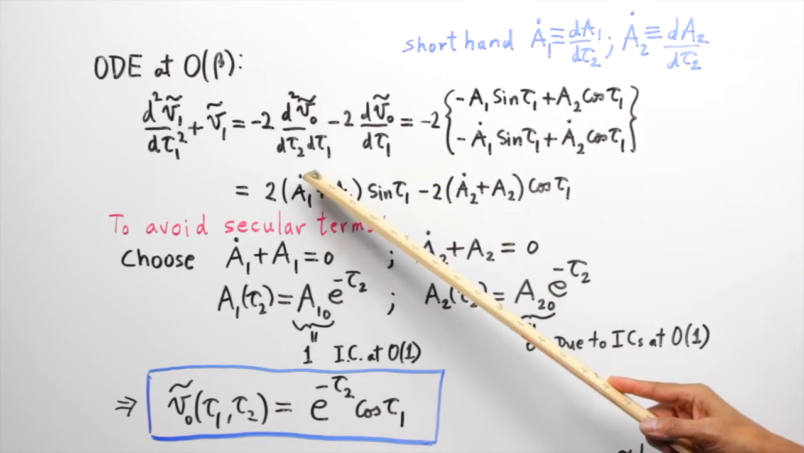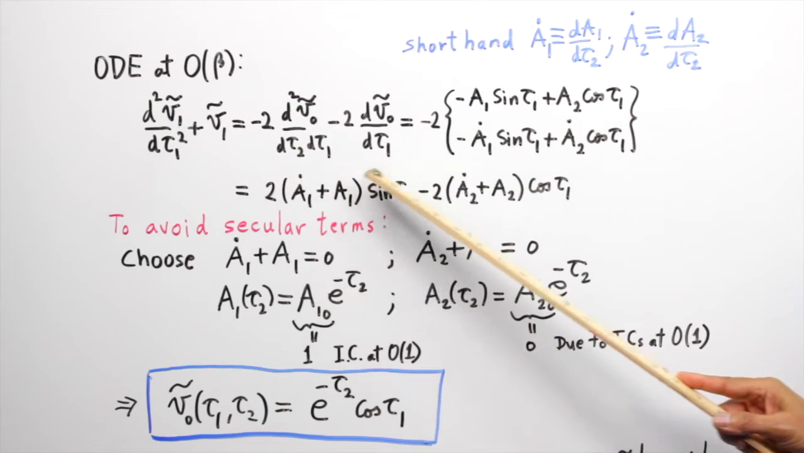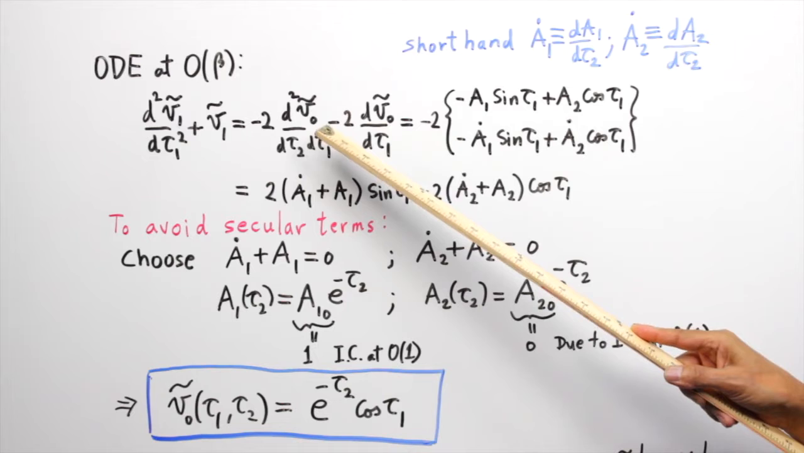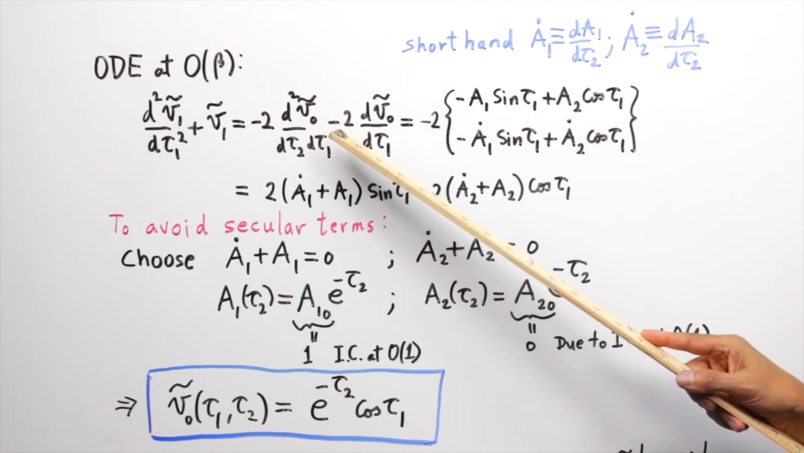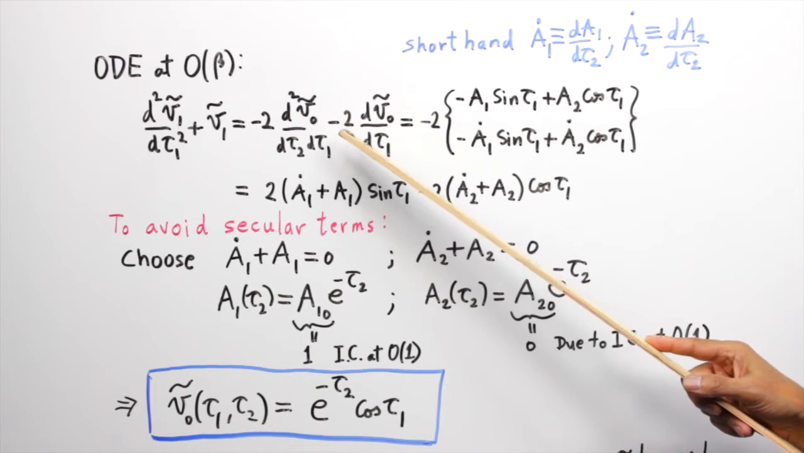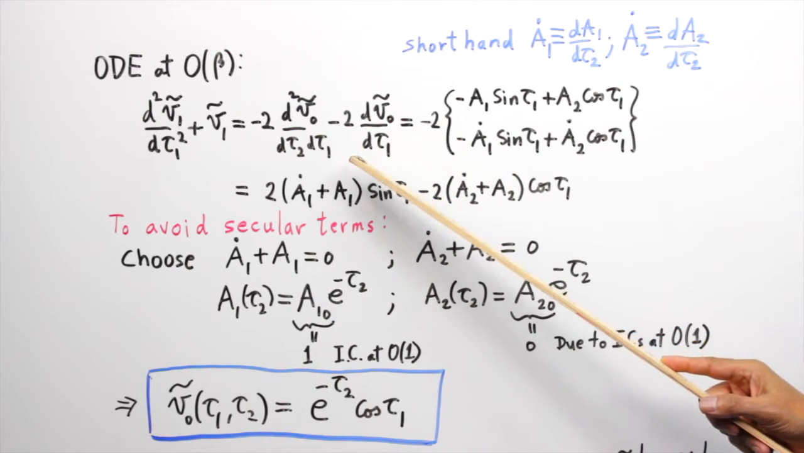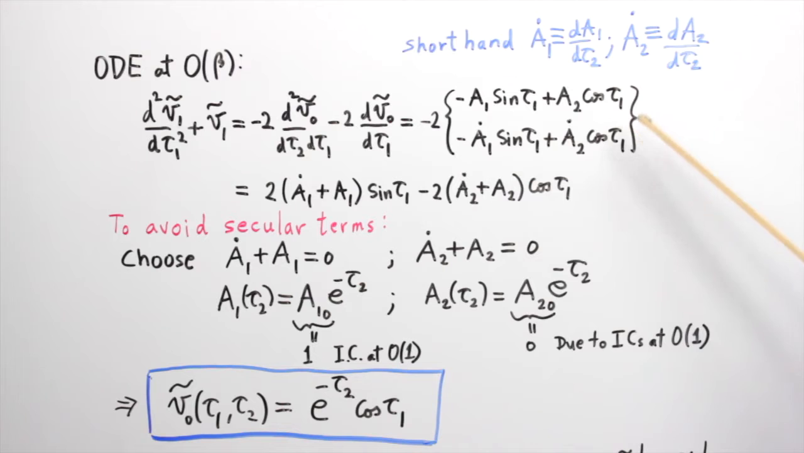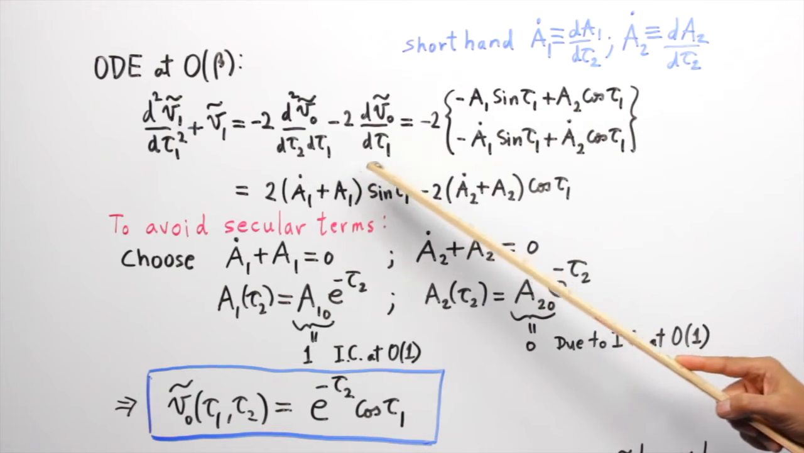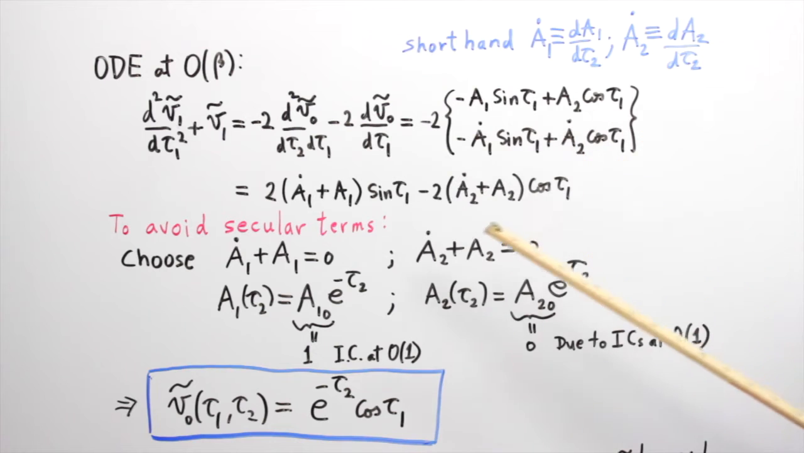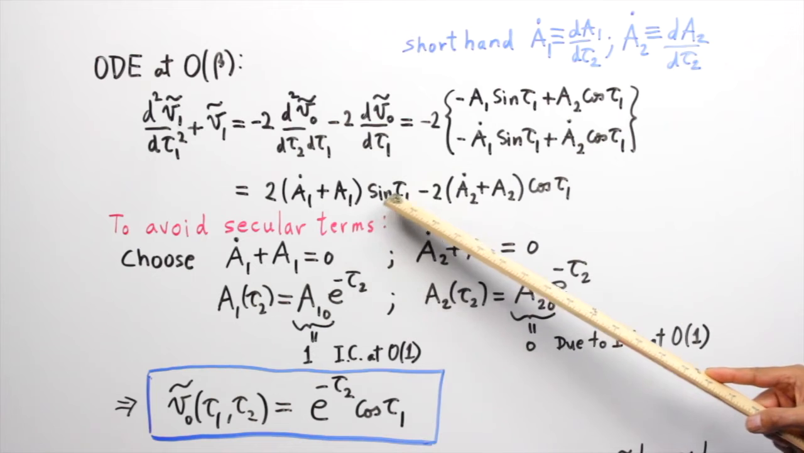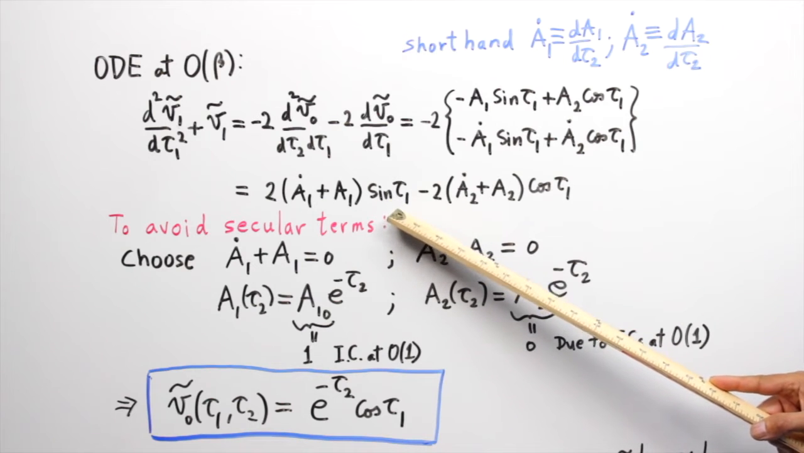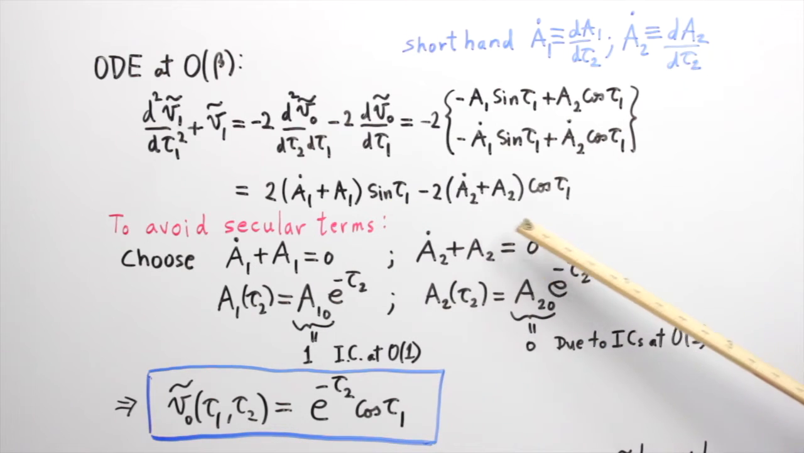And so this entire right-hand side is calculable because we have the expression for v0 tilde that we had already obtained in terms of the sine and cosine multiplied by the slowly varying coefficients. We can substitute that, and we have this expression. Each of these terms has two terms, so we can put them all together. Then we can factor out a factor multiplying sine of tau 1 and a factor multiplying cosine of tau 1.